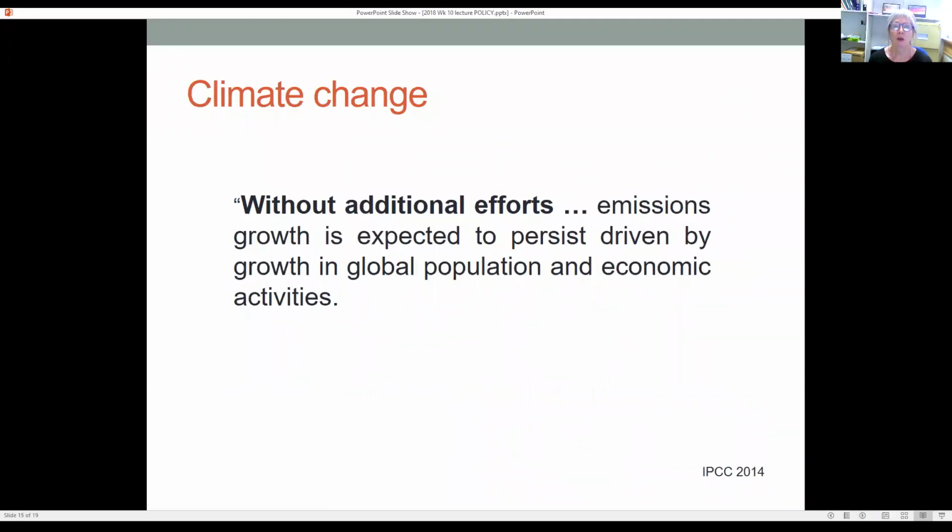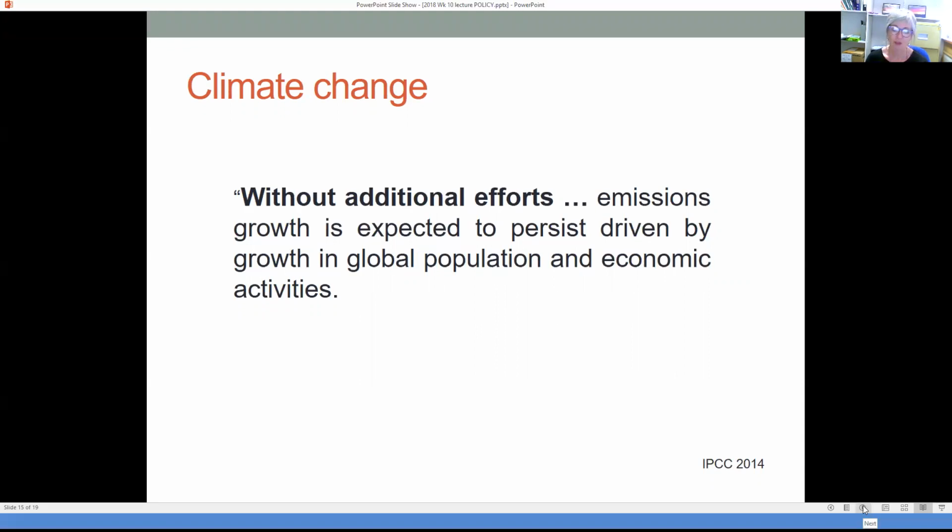The other example that I want to raise with you is climate change, and we have to ask ourselves, well, what policies need to be put in place? We could take a rational approach, and we could take the evidence that the IPCC has put before us for many years. And they say without additional efforts, emissions growth is expected to persist, driven by growth in global population and economic activities, and this will result in some environmental problems.